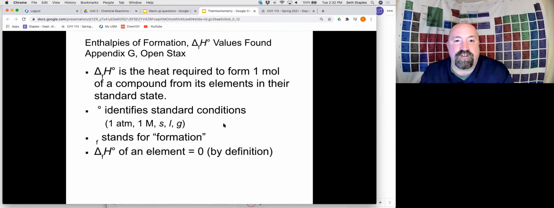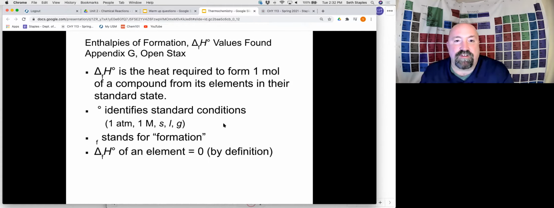The value for the delta H°F of H2O liquid is negative 285.8. And so what that really is: H2 plus O2 forming H2O. And then we look to balance this. We would just have to have half of an O2. The delta H for that process is negative 285.8 kilojoules per mole. So that's what the enthalpy of formation stands for.